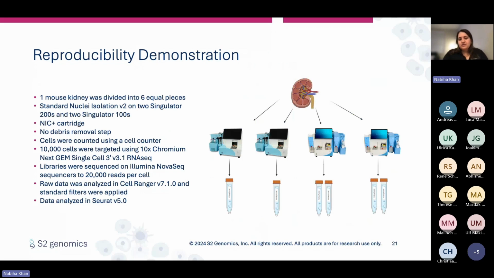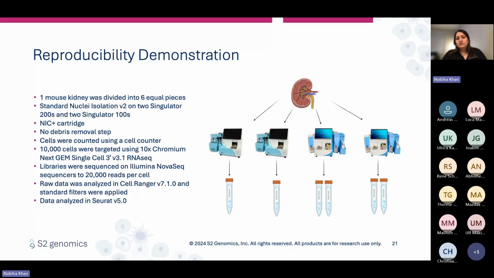And how we did this is that we dissected out a single kidney and divided it into 6 pieces. Then we ran those kidney fractions on 2 different Singulator 100s and 2 different Singulator 200s using both bays for a total of 6 samples. We followed the standard nuclei isolation protocol. We used the NIC+ cartridges and the nuclei isolation reagent, storage reagent, and RNase inhibitor.